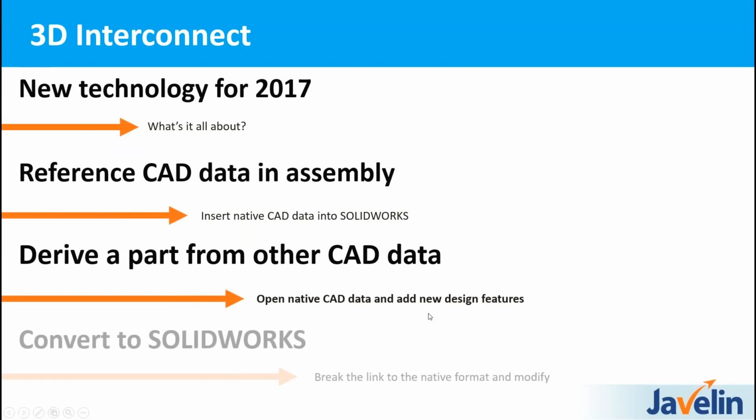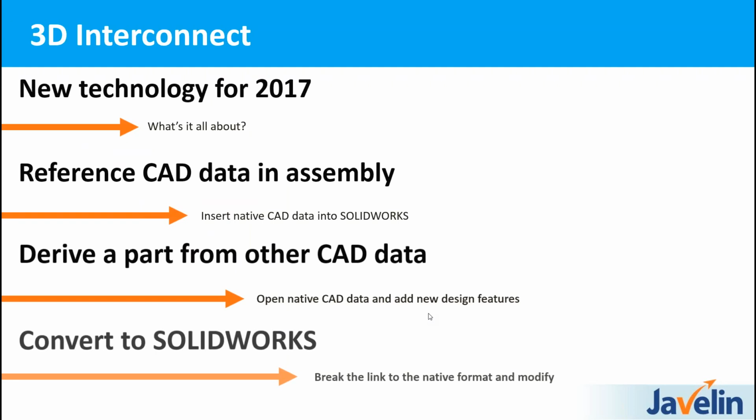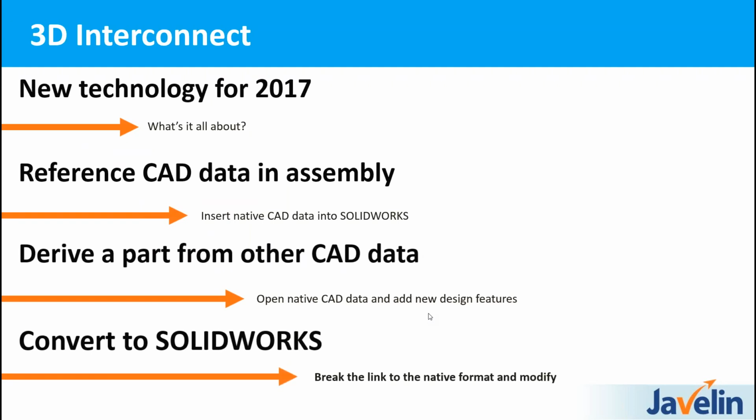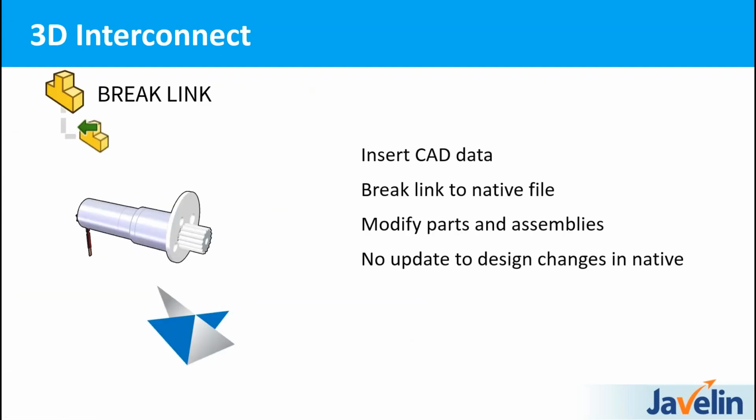Last case study is where we want to take some geometry, but then we don't want to maintain that link to the original geometry. We truly want it to be converted and make it a truly SOLIDWORKS native file. And that will be the process of breaking the link. All right, so what we want to do in this case, we're going to deal with a Solid Edge data set. We're going to insert the CAD data. We're going to decide to break the link, maybe to just some of the parts, maybe not all the parts, modify them as we need, and then have the option to update the ones that we did maintain links to.